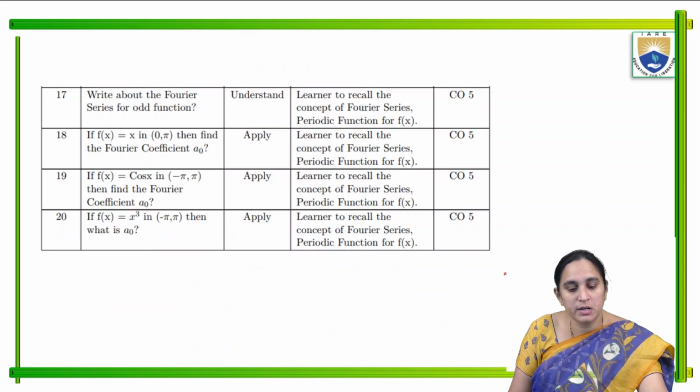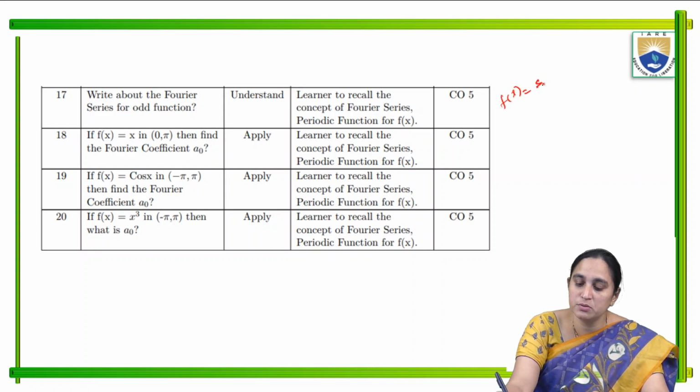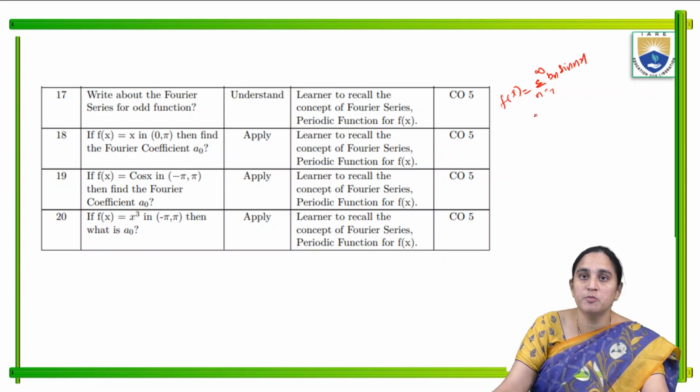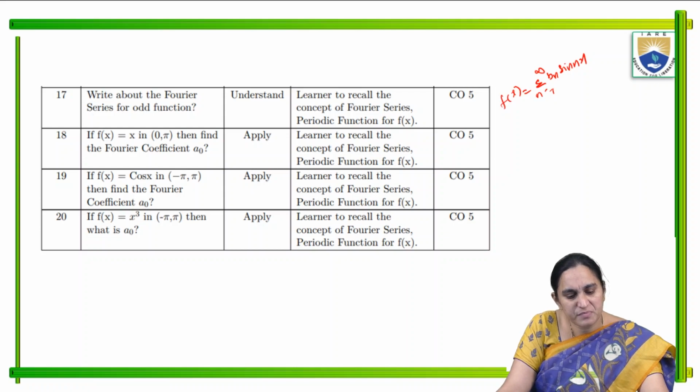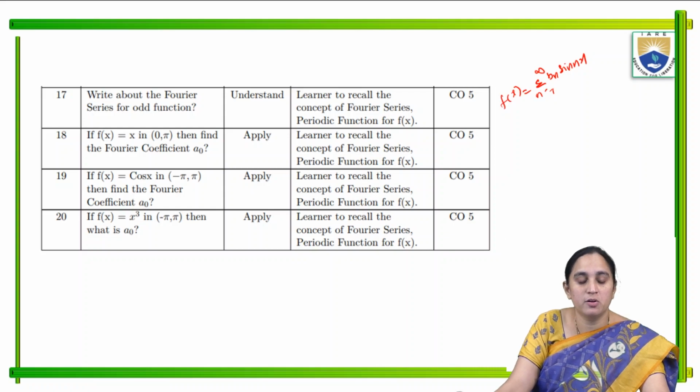Next, 17th question. Write about the Fourier series of the odd function. What about the odd function? F of x is equal to sigma n is equal to 1 to infinity bn sin nx. Here, write the formula of bn. Next, if f of x is equal to x in 0 comma pi, then find the Fourier coefficient a naught. Write it in series form and write the a naught value. And if f of x is equal to cos x in minus pi comma pi, then find the Fourier coefficient of a naught. This is also minus pi to pi, and cos x is an even function. For that even function, find out the a naught value.